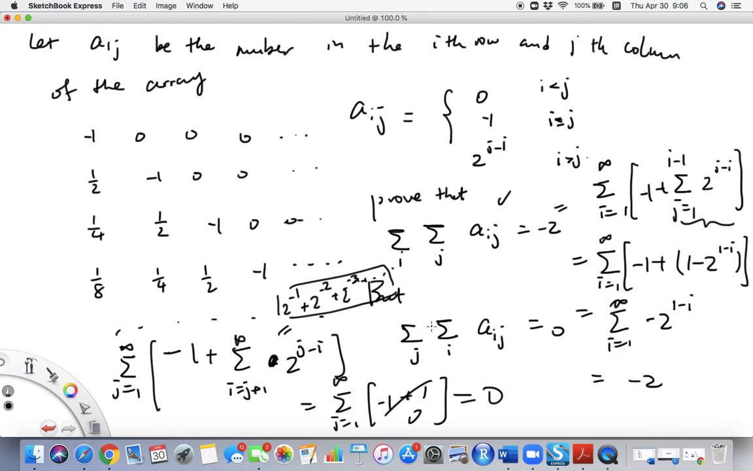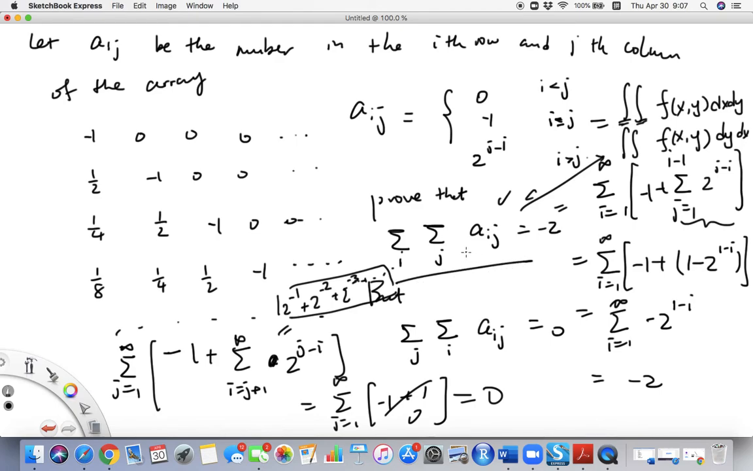Recall, in calculus, we sometimes switch the order of integration, right? But this is not valid for all functions. So when is this valid? When can you do that? Then you have to look up Fubini's theorem. These two are no different, because essentially a summation is an integral, right? Summation is like the discrete version of an integral. So the same phenomenon will appear over here.